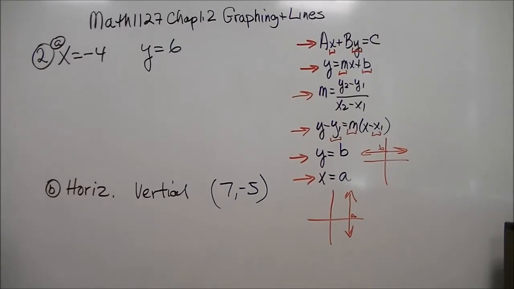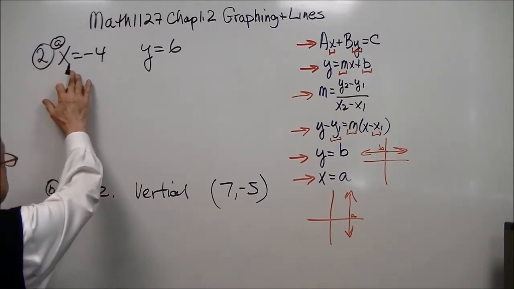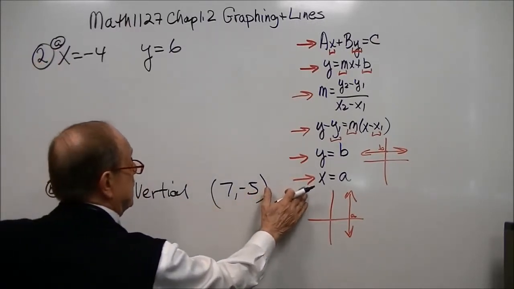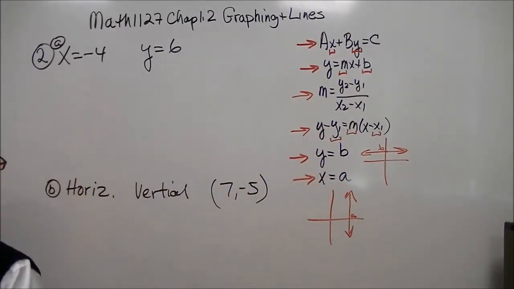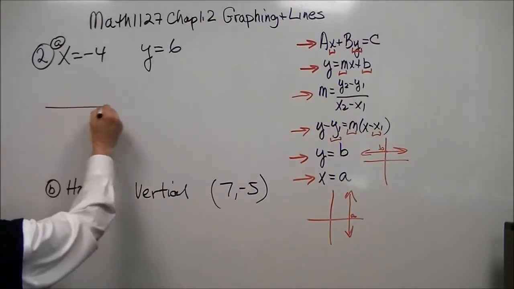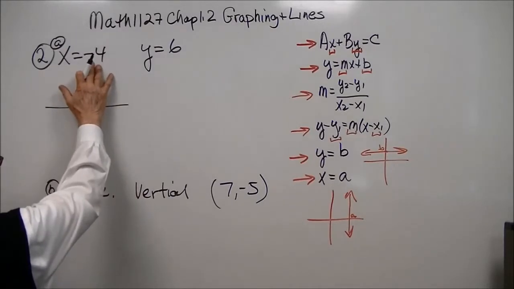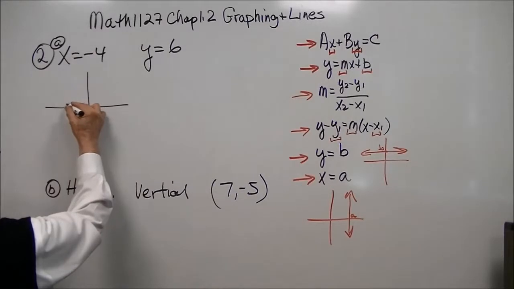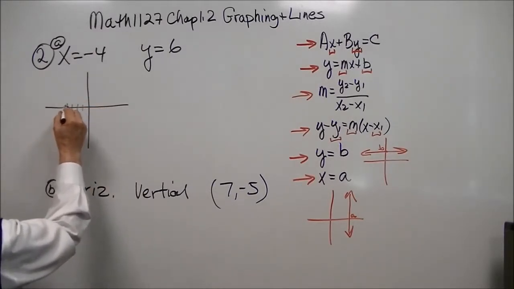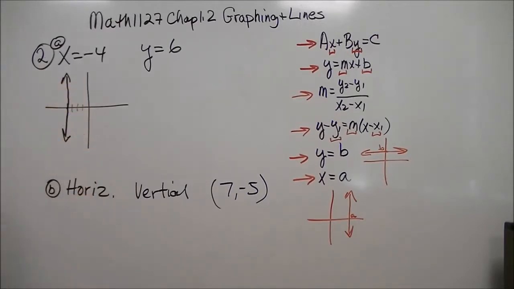In example 2, they want us to graph these two equations. Well, notice that the first example is in this form here: x equals a, x equals -4. So if we were to graph that, we're looking for a point where x is -4, and that would be right there. And it's going to be a vertical line, and that's our graph of that one.